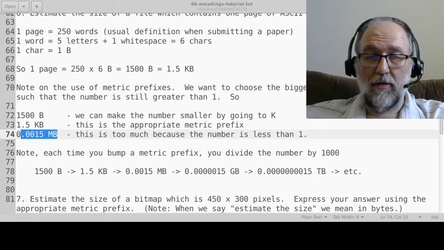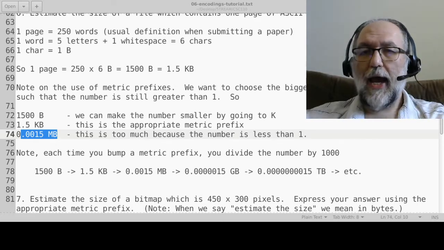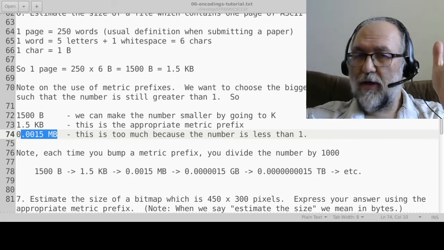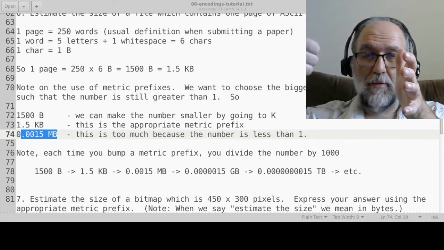Basically, you want to just take a big number, because you're going to see that our numbers get really, really big with these problems, and you want to divide by 1,000 and bump the metric prefix. Go to the next one up, in other words, and then divide by 1,000 again and bump the metric prefix.